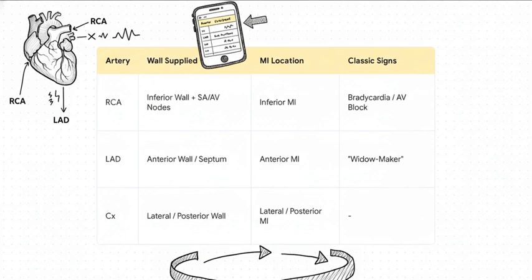First up, the RCA. It supplies the inferior wall and the nodes. That means an inferior MI, and you're watching for bradycardia. Got it? Next, the LAD. It supplies the anterior wall, that's your widowmaker, the dangerous anterior MI. And finally, the circumflex, or CX. It supplies the lateral and posterior walls, giving you a lateral or posterior MI. That is the core of what you need to know.